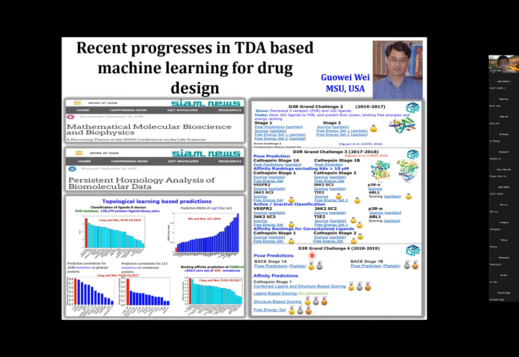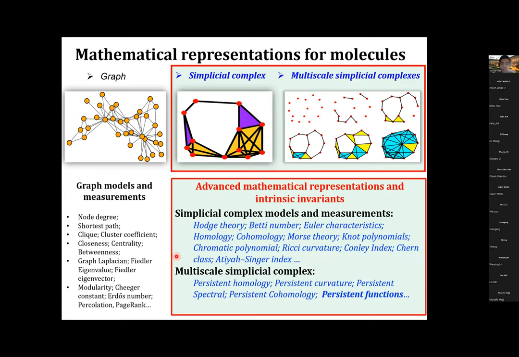And so essentially what we want to build upon it is to have a more advanced mathematical representation and this intrinsic invariant from this multi-scale simplicial complex. So using that, we not just want to extract the system homology, but now we can think about extracting other types of invariants from this filtration process. So effectively, what we are trying to have now is a persistent function-based machine learning model.